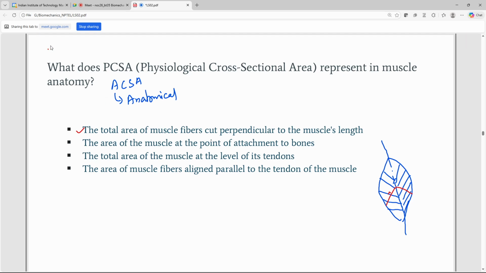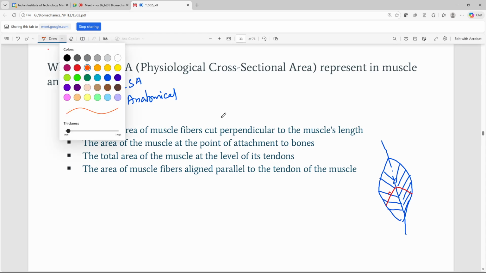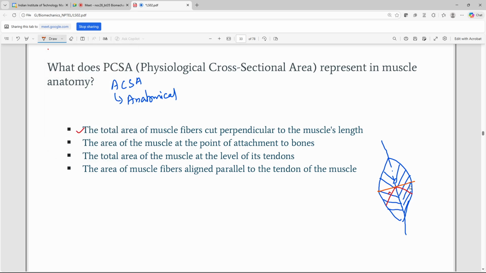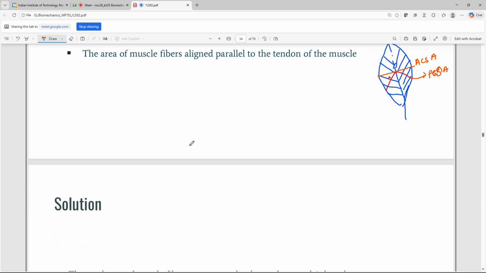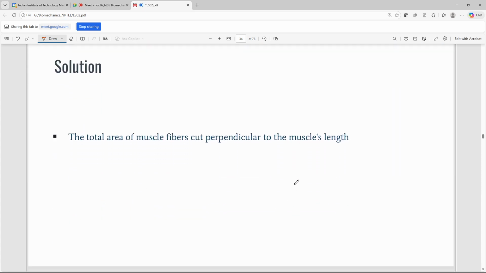Whereas anatomical cross-sectional area is simply the cross-sectional area of the fiber. Suppose I am taking this cross-sectional area, then this is ACSA and this one is the PCSA. So this is the difference between PCSA and ACSA. Next is the total area of muscle fibers cut perpendicular to the muscle's length.